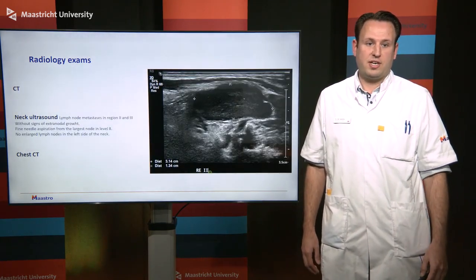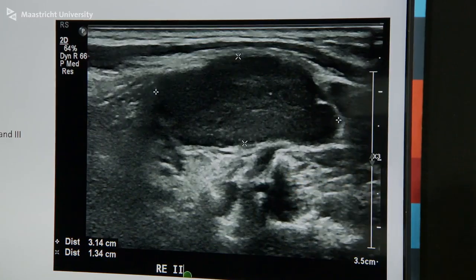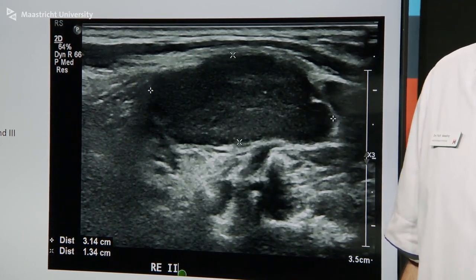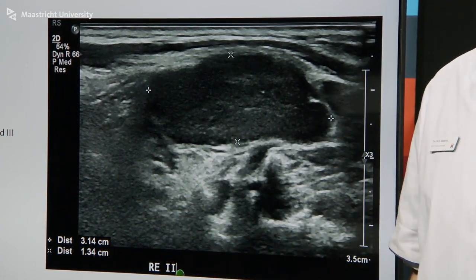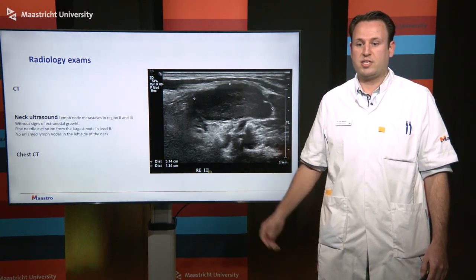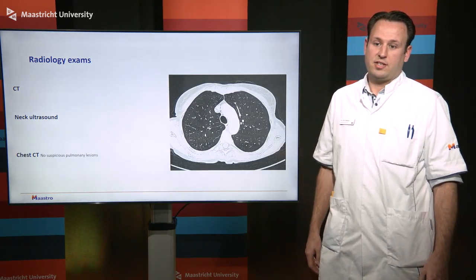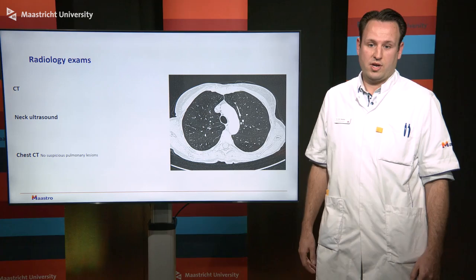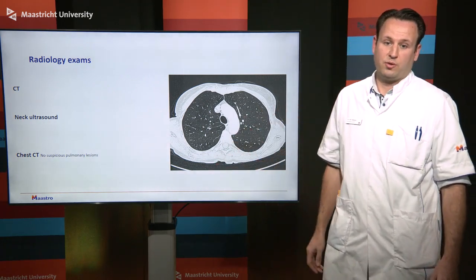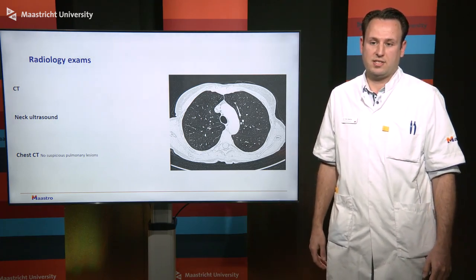Then they performed a neck ultrasound, and they also see the enlarged lymph node at the right level 2 to 3. They performed fine needle aspiration, so they took out some cells to investigate and search for malignancy. There were no enlarged lymph nodes at the left side of the neck. And at the end there is the chest CT scan, in which they search for suspicious pulmonary lesions, but in this case this was all normal. So no signs of second primary tumors and no signs of metastases.